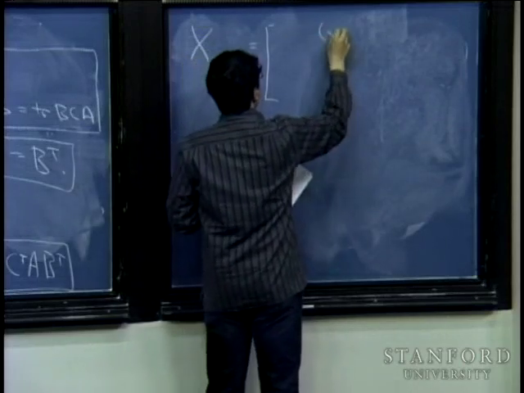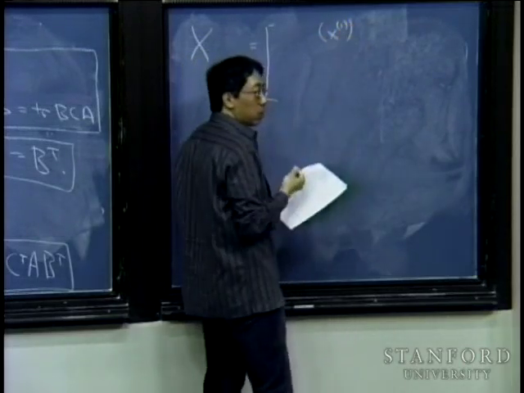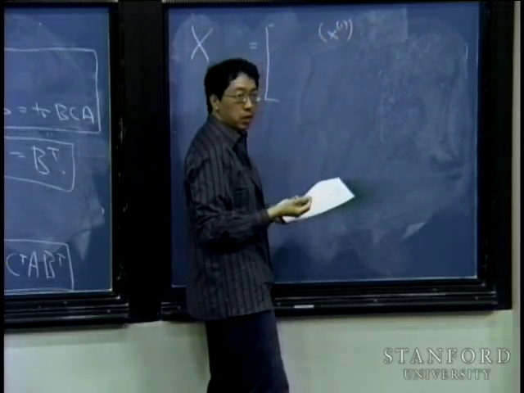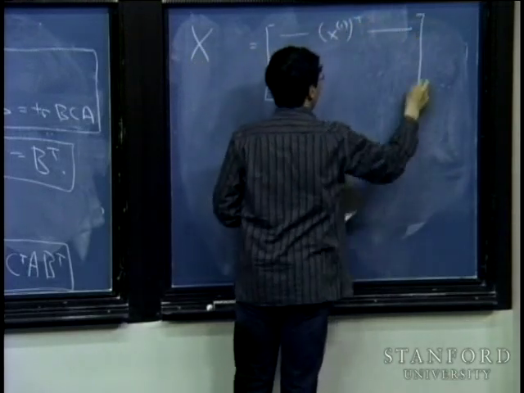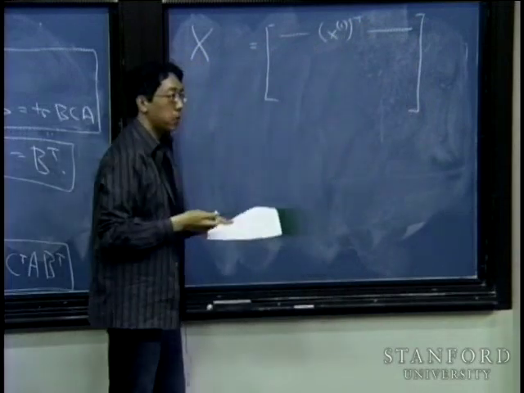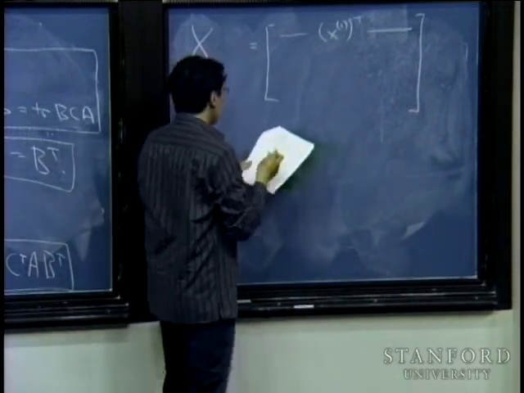Right? So x1 was the vector of inputs, the vector of features for my first training example. So I'm going to set x1 to be the first row of this matrix X.